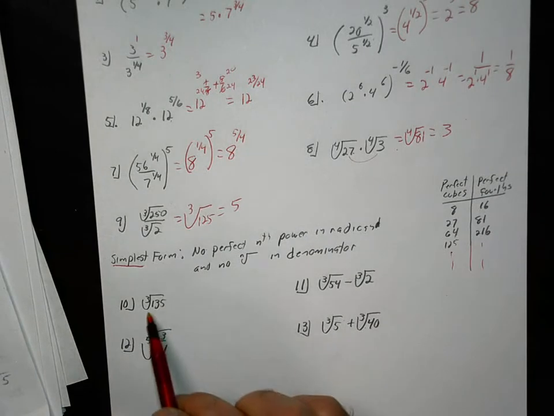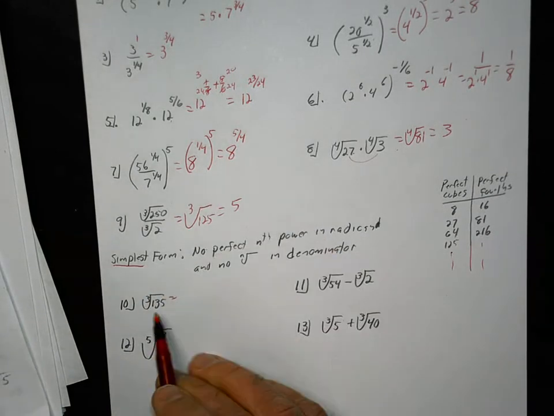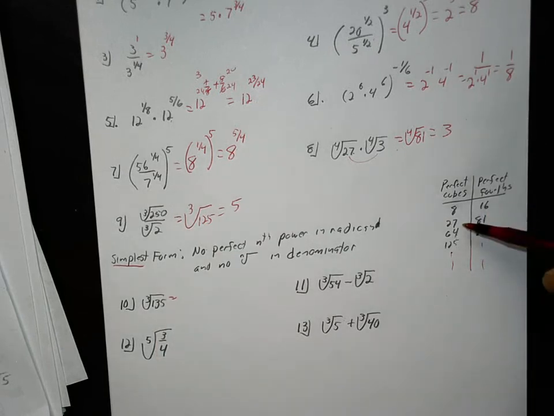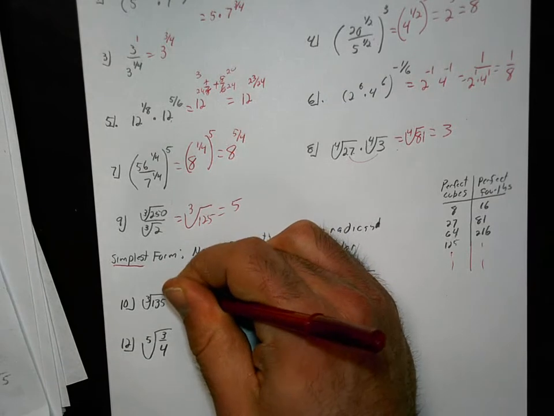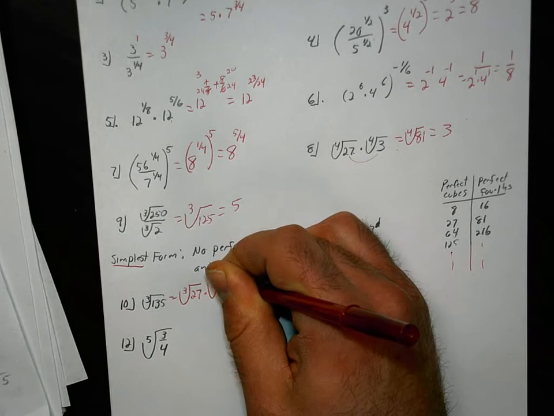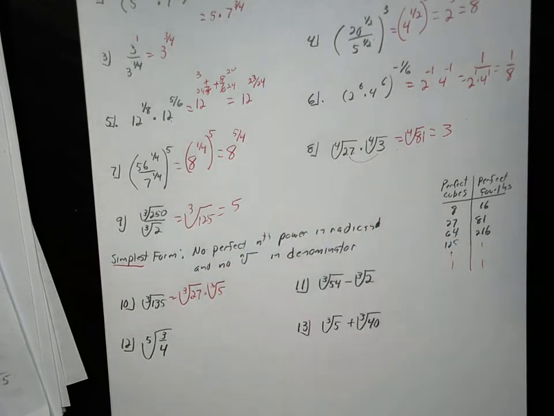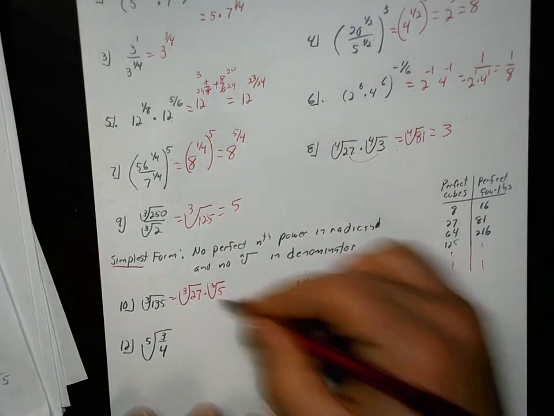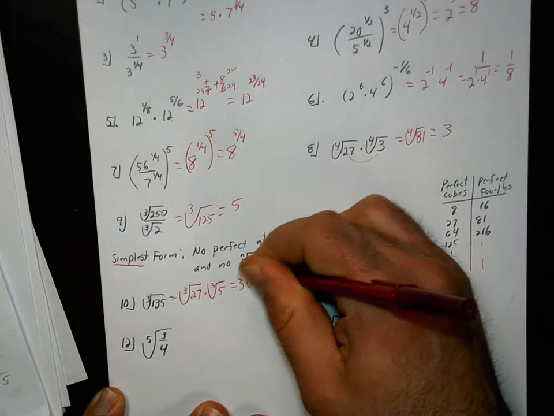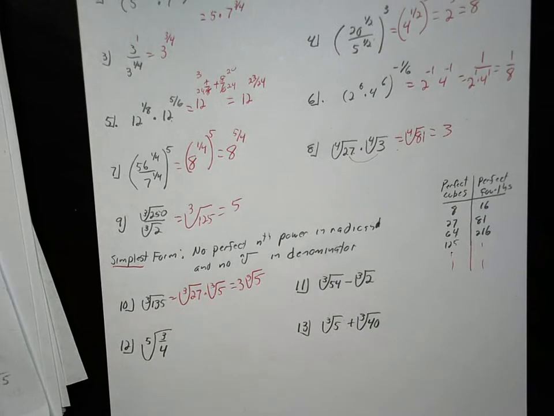Let's start with the cube root of 135. The question is, is there a perfect cube number that goes into 135? Do any of these numbers go into 135? Sure enough, 27 does. So I can break that into the cube root of 27 times the cube root of 5. 27 times 5 is 135. And what's the cube root of 27? 3. So it's 3 times the cube root of 5 on that one.